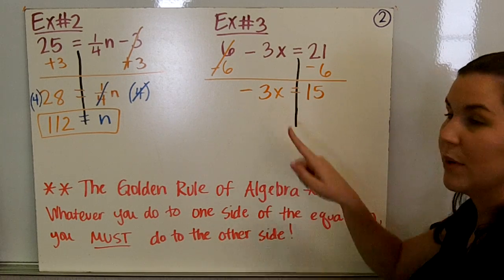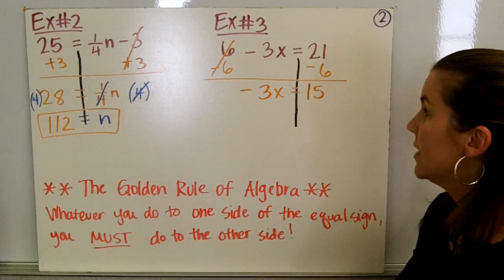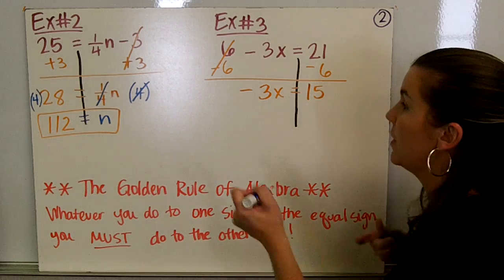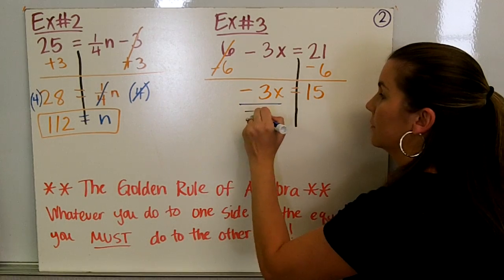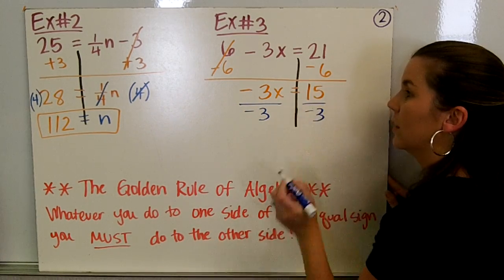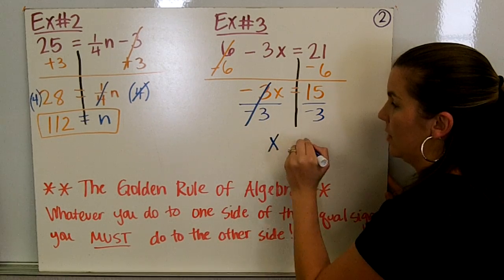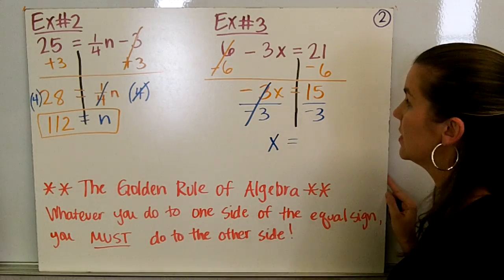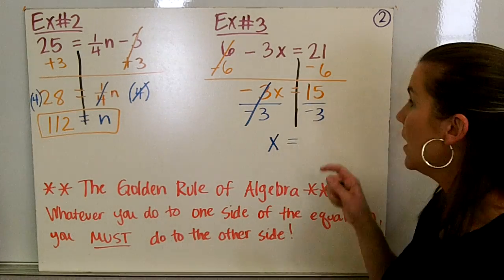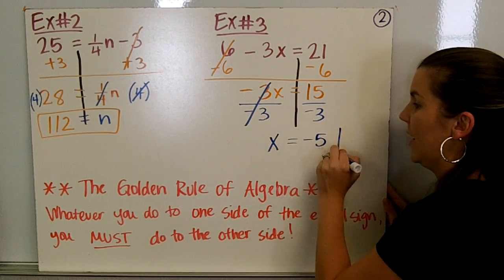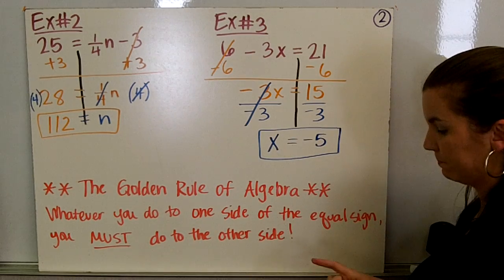Now I have negative 3 times x. The opposite is to divide. So I'm going to divide both sides by negative 3. Negative 3 divided by negative 3 is a positive 1. So I'm left with 1x. 15 divided by negative 3. A positive divided by a negative is a negative. So x equals negative 5.